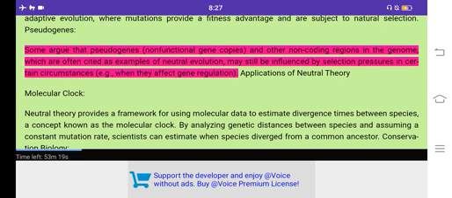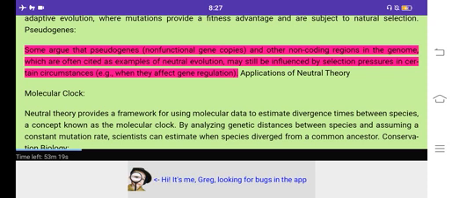Pseudogenes. Some argue that pseudogenes, non-functional gene copies, and other non-coding regions in the genome, which are often cited as examples of neutral evolution, may still be influenced by selection pressures in certain circumstances, e.g., when they affect gene regulation.